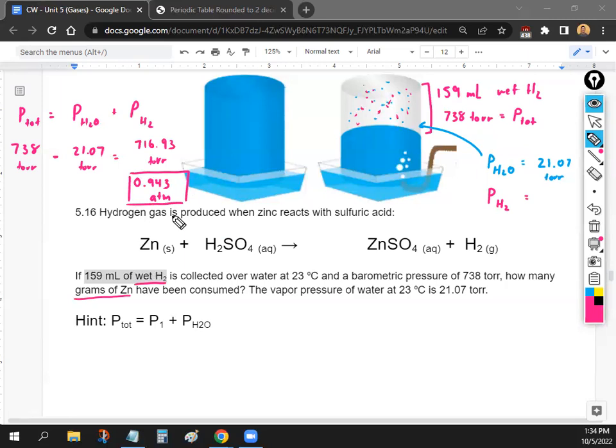All right, so now that we have the pressure of just the H2, we can use our ideal gas law, PV equals nRT. If you notice, we're looking for grams of zinc, right? So if we're trying to find the grams of zinc, we need to find a relationship between zinc and H2. Chemical equations are always talking in terms of moles, right? So if I want to find something about zinc, I'm going to have moles of H2. Otherwise, I don't have a way to connect them.